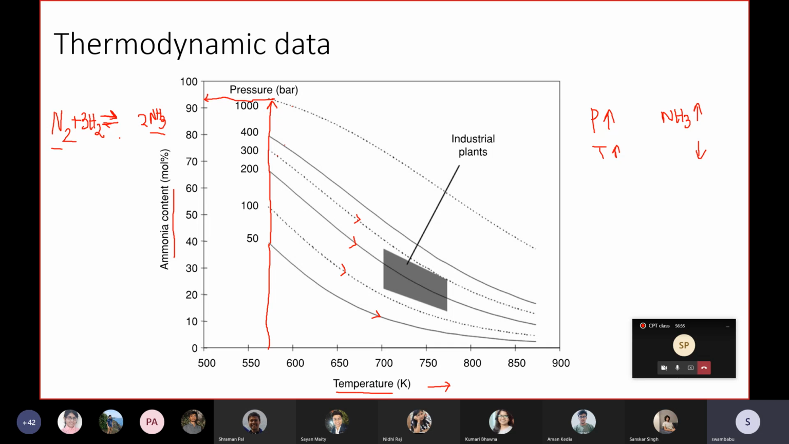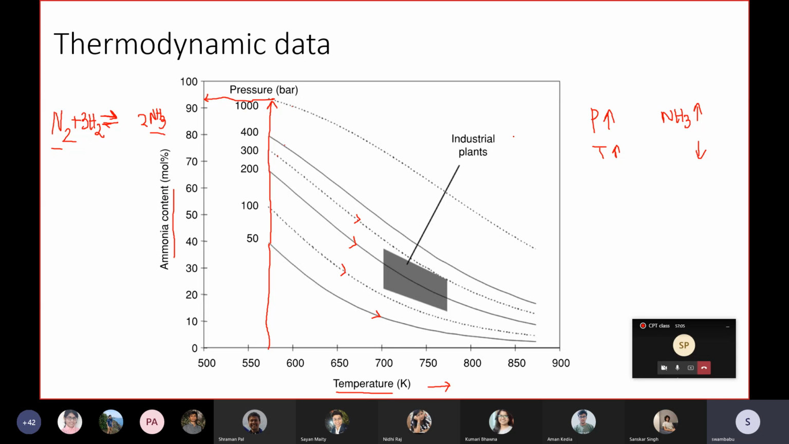That's why, when the temperature increases from 550 to higher temperatures, you will get more backward conversion favorable. Hence, the ammonia content is decreasing, because more and more ammonia is dissociating back to nitrogen and hydrogen.